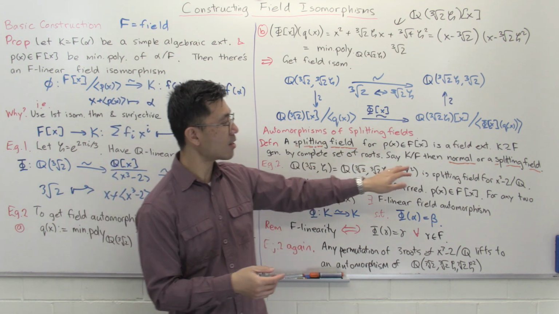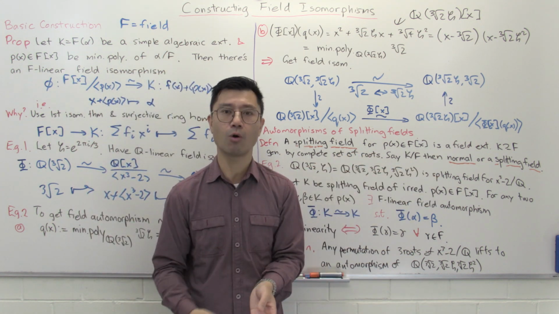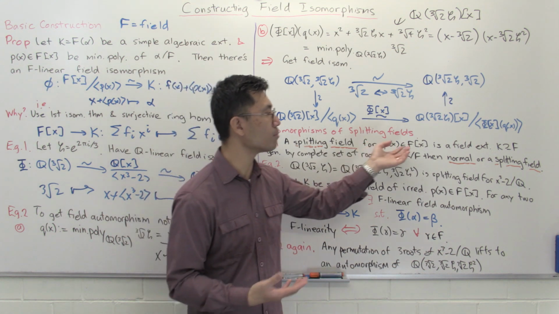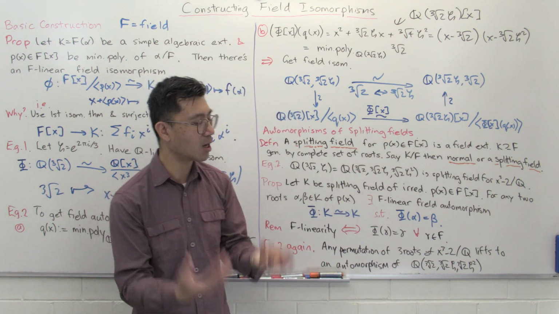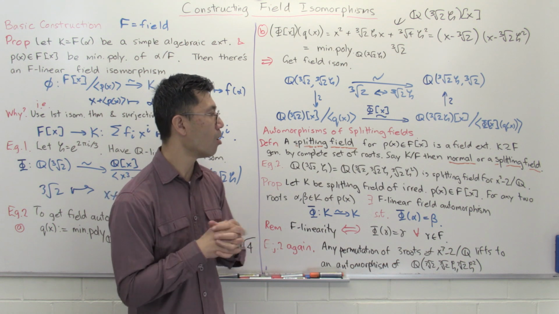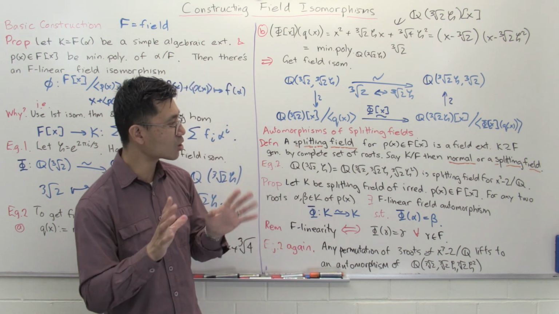And in this case, we'll just say that this K over F is a splitting field, or is normal. So if there exists some polynomial like that for which this holds, then we say it's a splitting field or it's normal. Okay, so let's just look at a simple example.